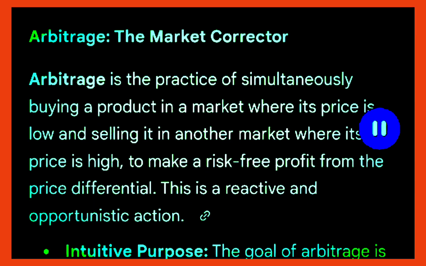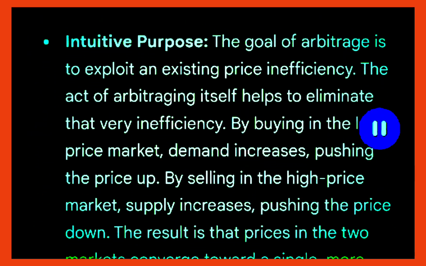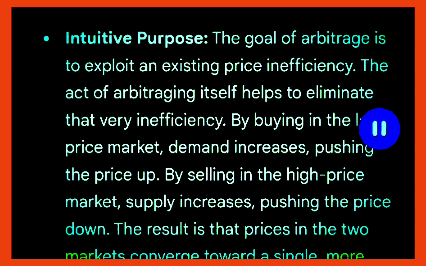Arbitrage is the practice of simultaneously buying a product in a market where its price is low and selling it in another market where its price is high, to make a risk-free profit from the price differential. This is a reactive and opportunistic action. Intuitive purpose. The goal of arbitrage is to exploit an existing price inefficiency.